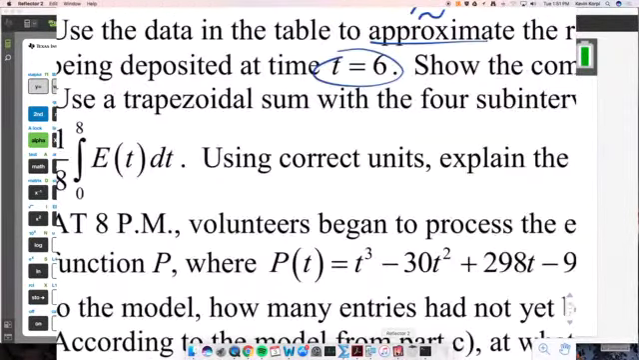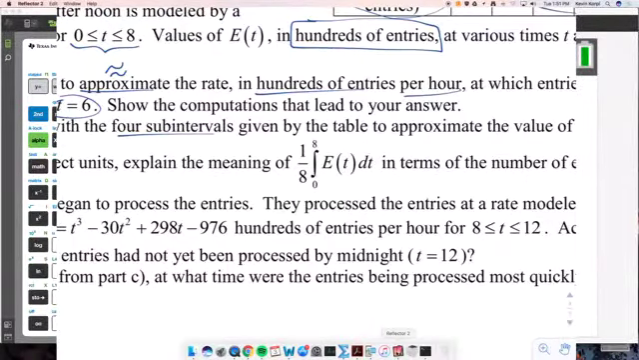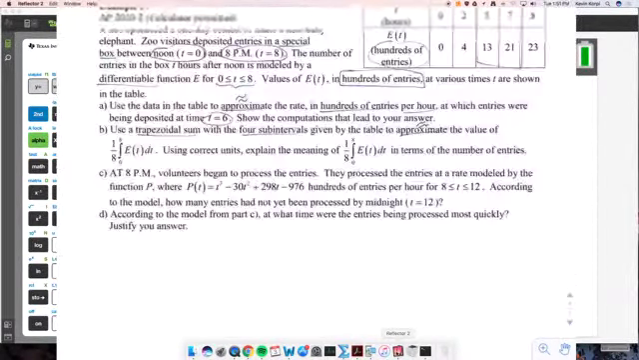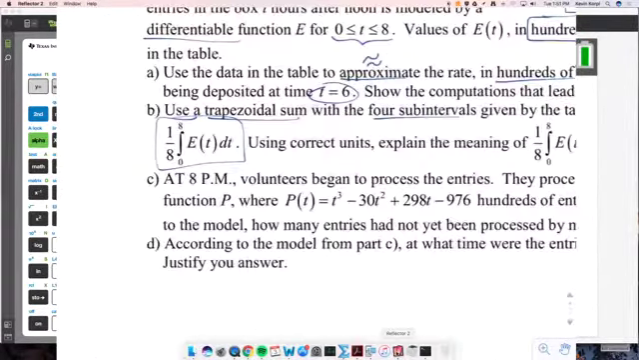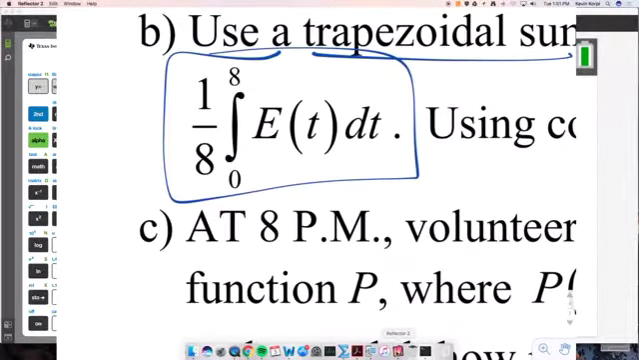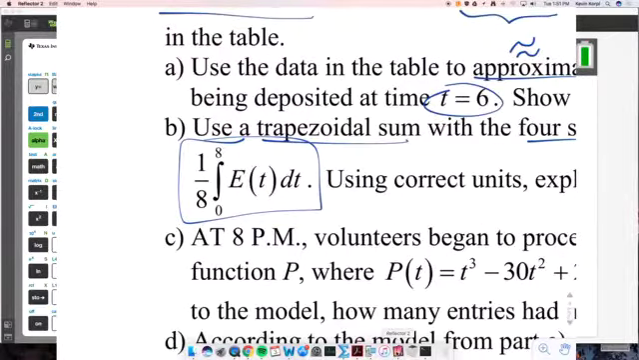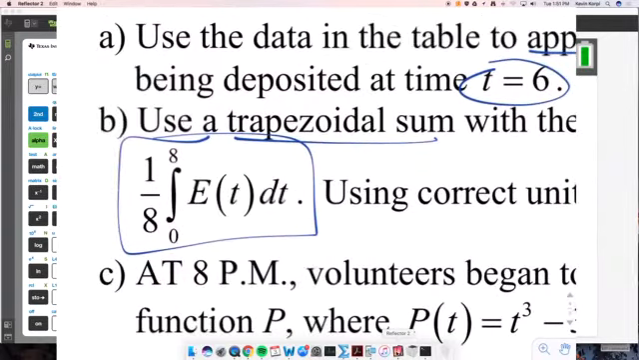Use a trapezoidal sum with 4 subintervals given by the table to approximate, so another squiggle alert, the value of this. And then using correct units, explain it. Okay, so right now you may be like, I have no idea what the 1 over 8 in front is. But I know that to approximate this, I need to approximate the integral, and then I'll multiply it by 1/8. So how do we approximate an integral? Well, using a trapezoidal sum with 4 subintervals. So from 0 to 8.